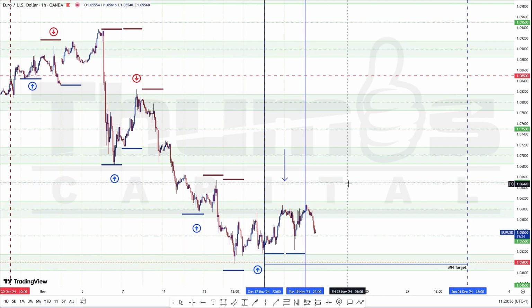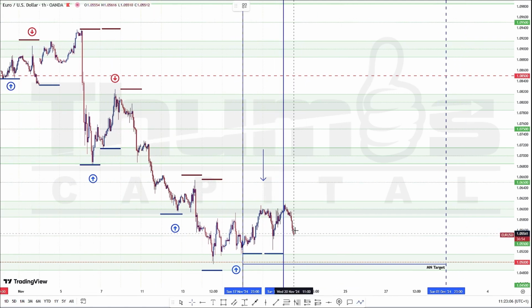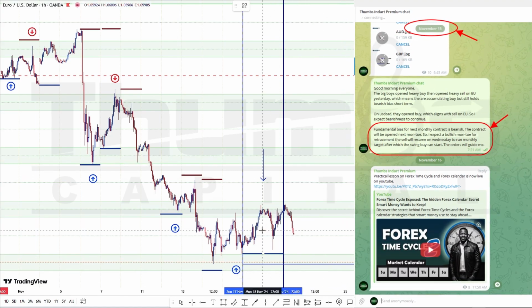Now we have our monthly target marked. So what I'm expecting now is for price to drop and reach this monthly target. In our Telegram group, I was able to predict this move up, which is a retracement move, and also this continuation move down. As you can see from the screenshot, I told our members that on Monday, Tuesday, we'll expect a retracement back up, and on Wednesday, we will see a sell-off to run the monthly target. And that is what is playing out right now.